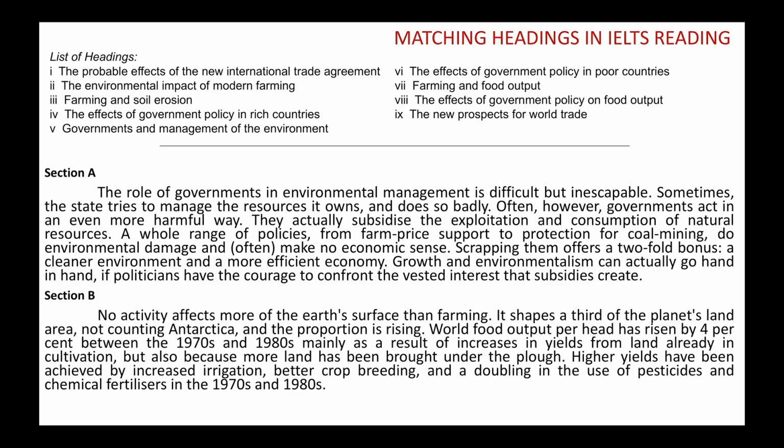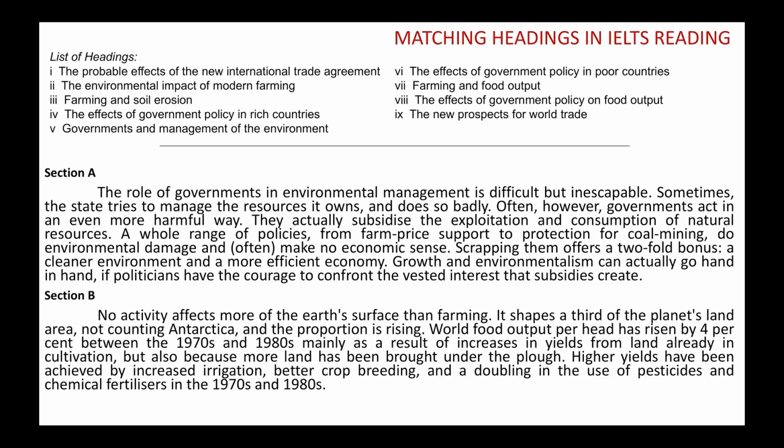The role of governments in environmental management is difficult but inescapable. Sometimes the state tries to manage the resources it owns and does so badly. Often, however, governments act in an even more harmful way. They actually subsidize the exploitation and consumption of natural resources. A whole range of policies, from farm price support to protection for coal mining, do environmental damage and often make no economic sense. Scrapping them offers a twofold bonus: a cleaner environment and a more efficient economy. Growth and environmentalism can actually go hand in hand if politicians have the courage to confront the vested interest.